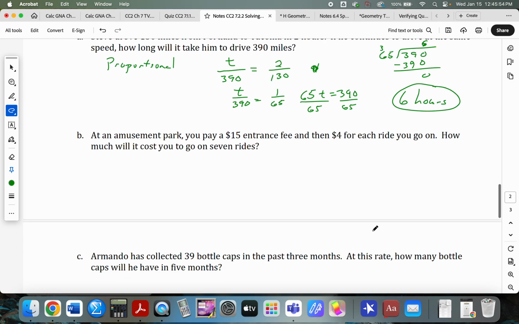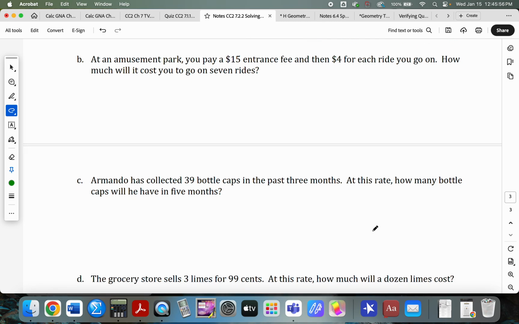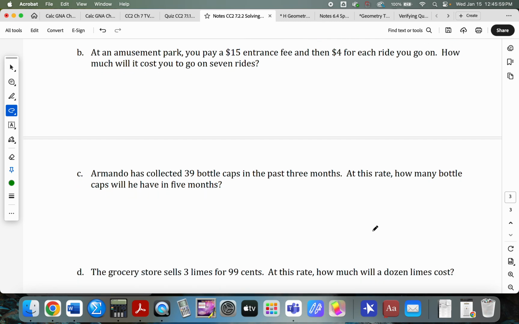All right, let's look at this next one. You're at an amusement park. You pay a $15 entrance fee and then $4 for each ride you go on. So, to decide whether this is proportional or not, we need to decide, well, if you do twice as many rides, do you pay twice as much money? Why not? Because what? Yeah, because of the 15, because of the entrance fee. You don't pay the entrance fee again, you only pay that once. So this is not proportional.